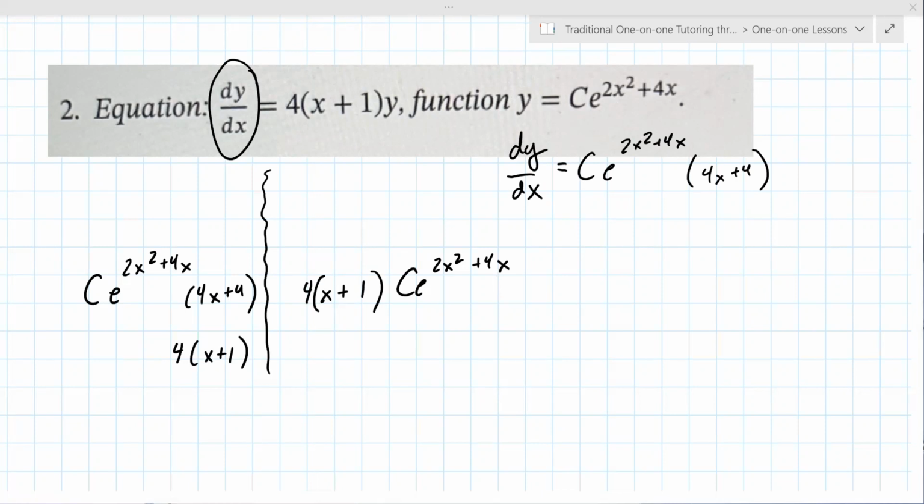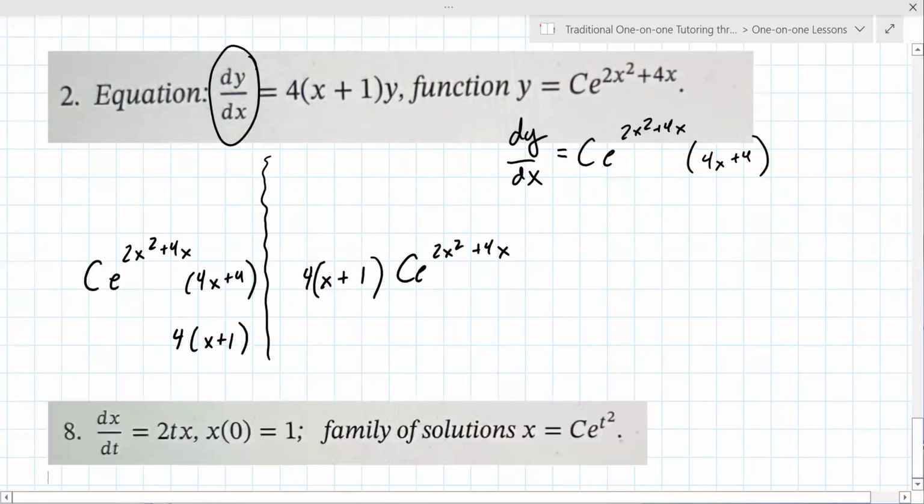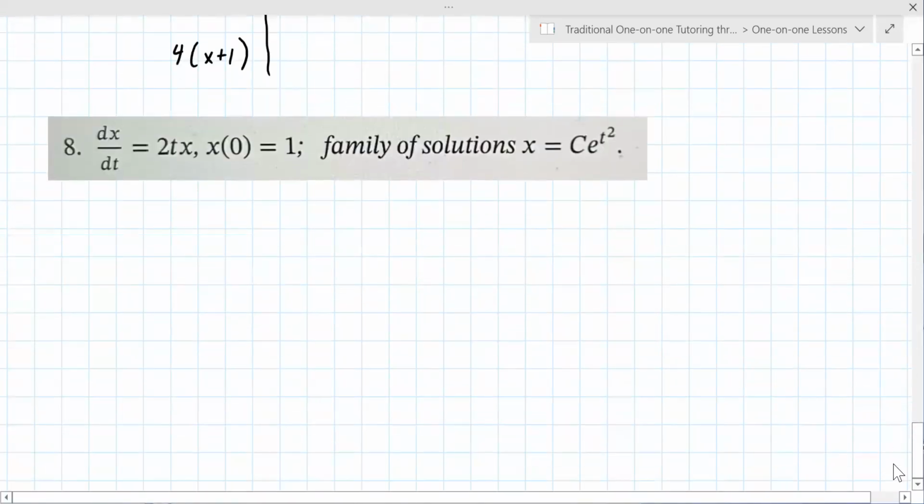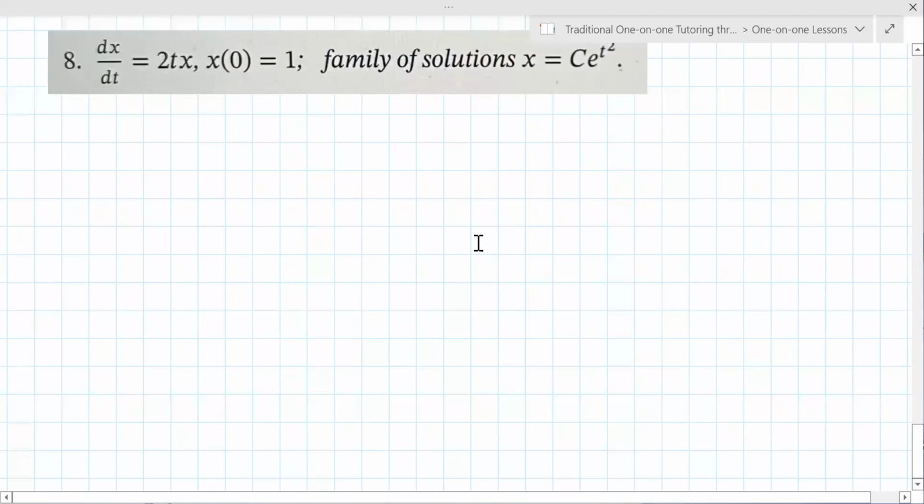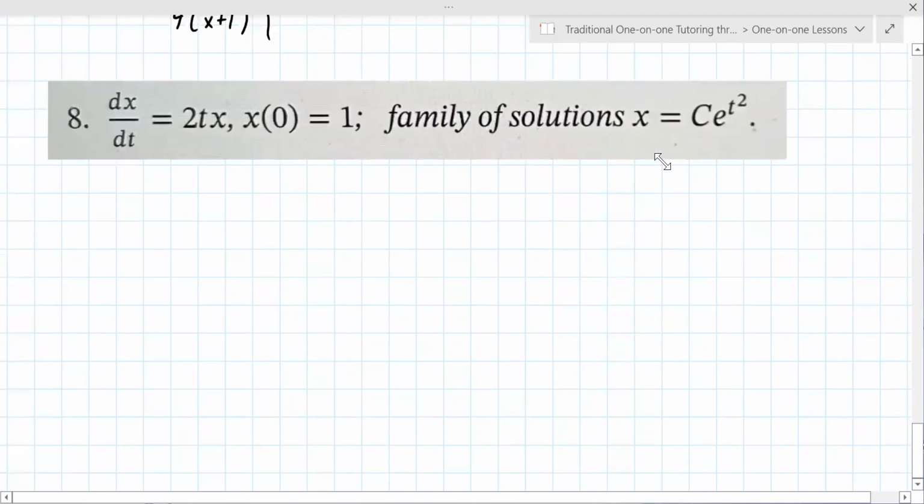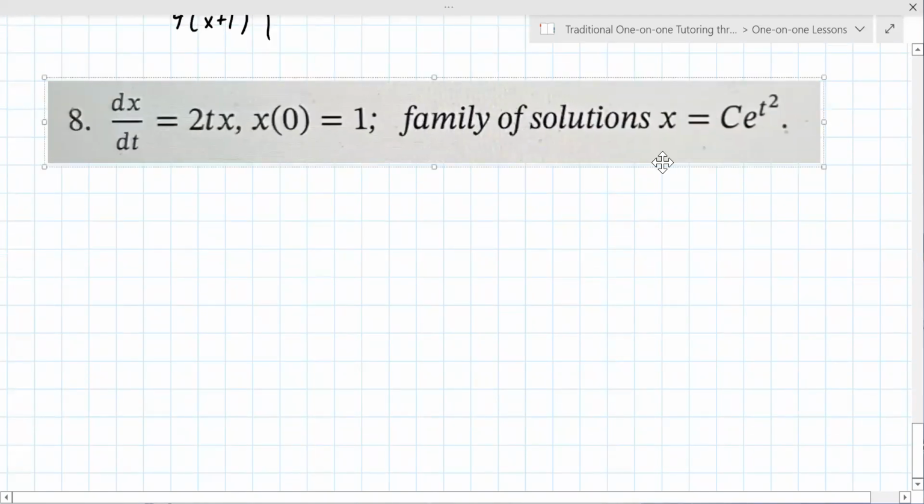Okay. You said 8 as well? Yes. Differential equations is much harder than this. You're not verifying solutions the whole class. But these are good to start. The rest of the class is way harder. This is just a start, but you've got to start somewhere.